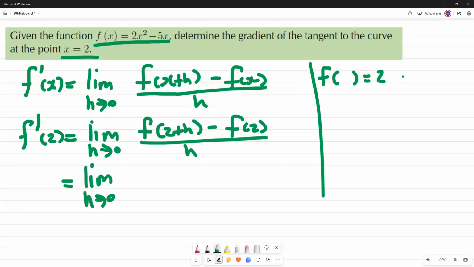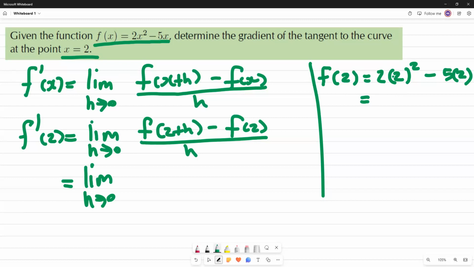So it's 2, but where there's x, you just leave a bracket, right? Then minus 5, and then you leave a bracket there. So let's find f at 2. F at 2, I'm finding this guy. So everywhere I put 2 there. So f at 2 will be the same as 4.